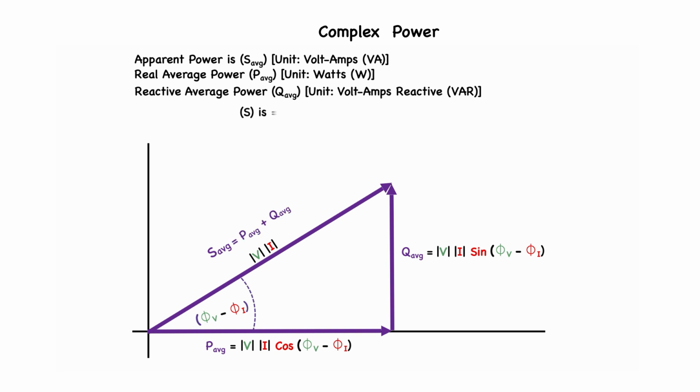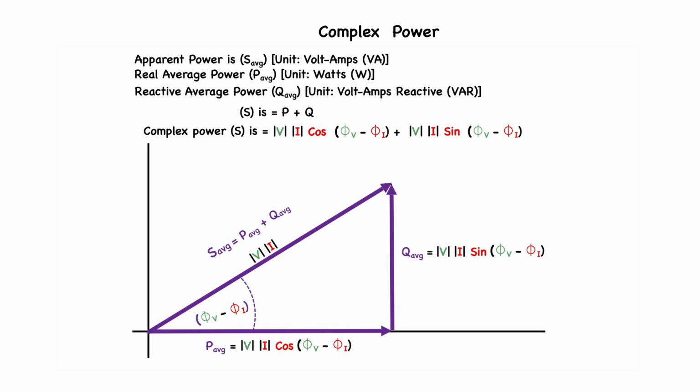We also know that if we take the phasor of the real power and add it to the phasor of the reactive power, we will come up with S average, or the apparent power, and that is also known as complex power. And complex power can also be derived from multiplying the voltage times the current times the cosine of the angle between them, plus the voltage times the current and the sine of the angle between them.